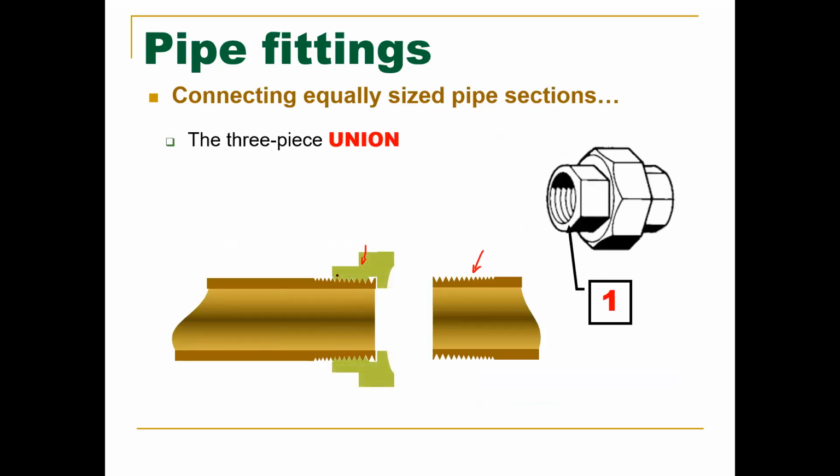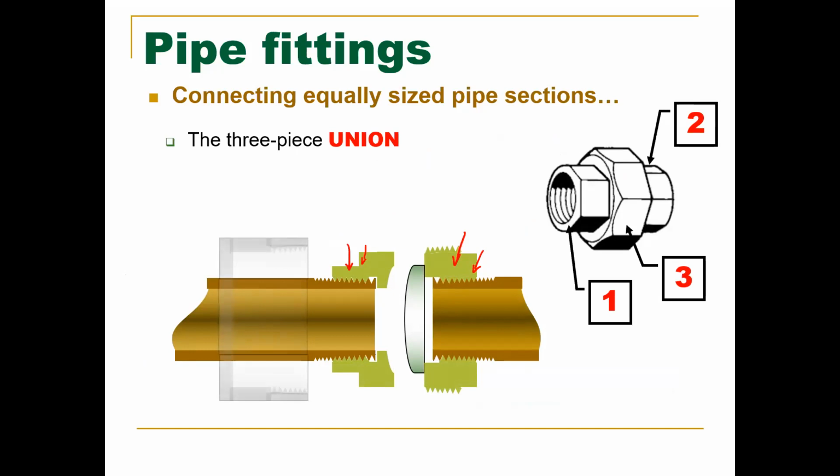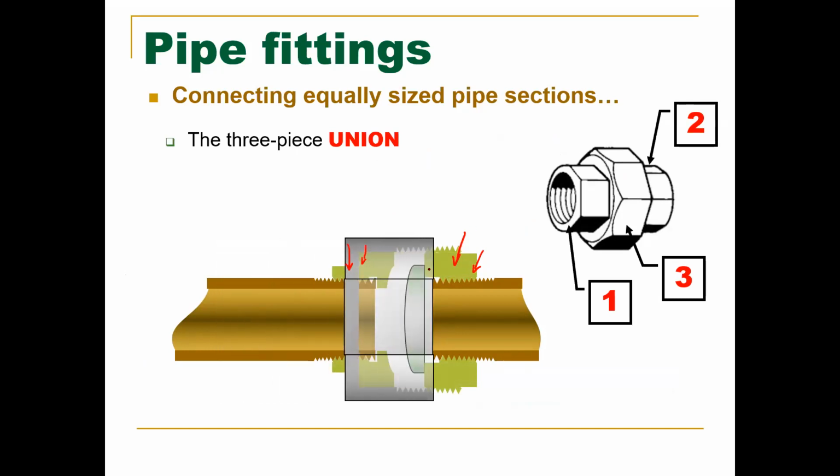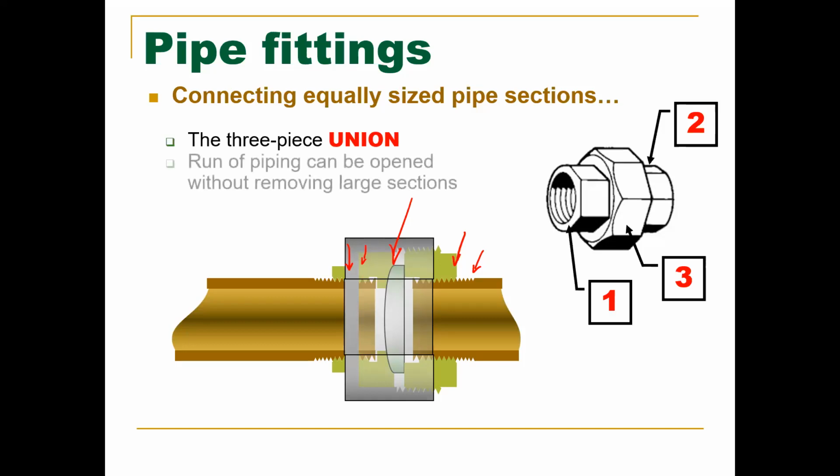So it's 3-piece. One of them will screw onto here. The other side will screw onto the other piece of pipe. And then the third piece will join those pieces together. So that gets screwed in and it will screw those two pieces together and create a seal that way. This is a full metal to metal contact here. So this is for a run of piping that can be opened without removing large sections.